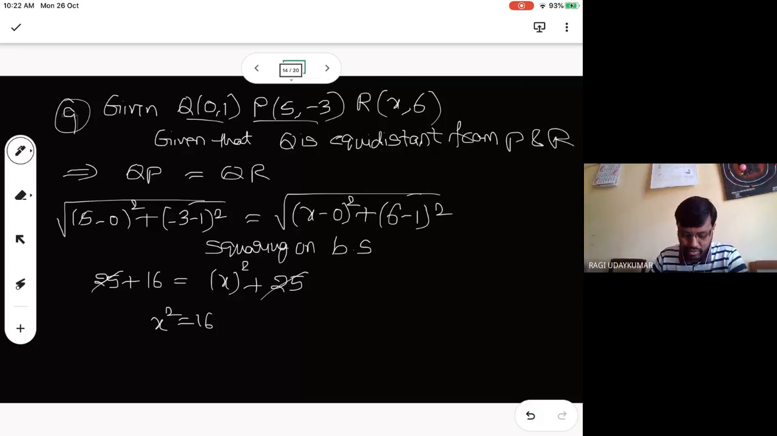x square equals 16, which is nothing but x equals plus or minus 4. A simple problem this is. Right?